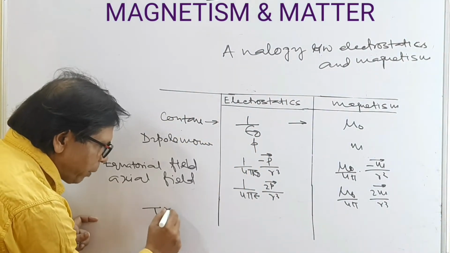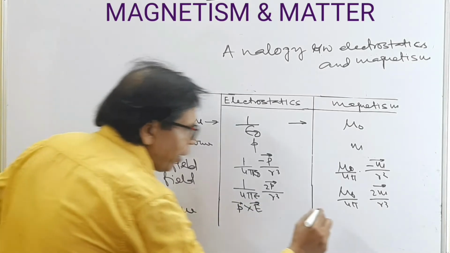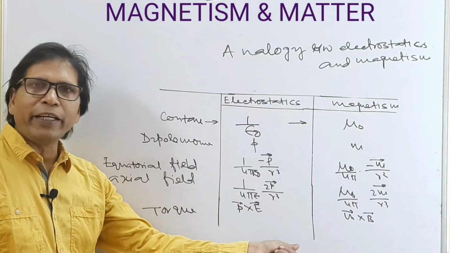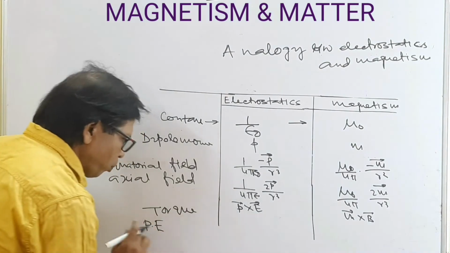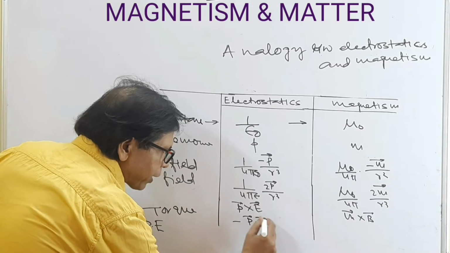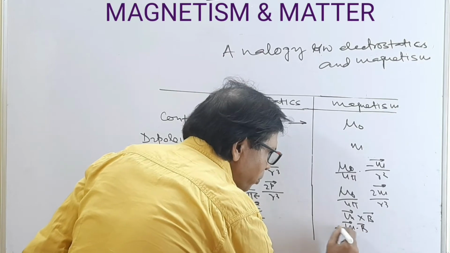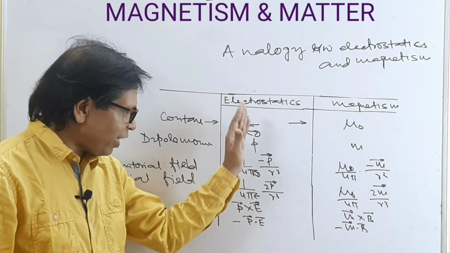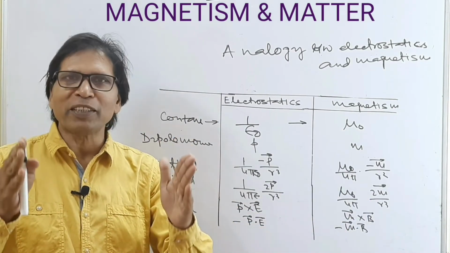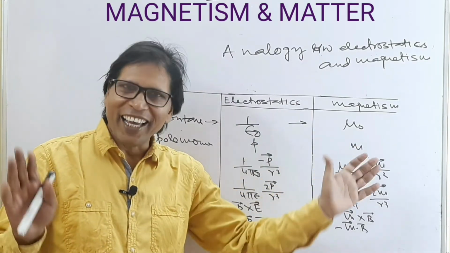Now, the torque experienced by a dipole is P vector cross E vector. Here, M vector cross B vector is the torque experienced by a magnetic dipole. Now, potential energy is minus P vector dot E vector. Here, potential energy is minus M vector dot B vector. Now these equations can be replaced by these if we replace 1 by epsilon naught with mu naught and P is replaced by M.